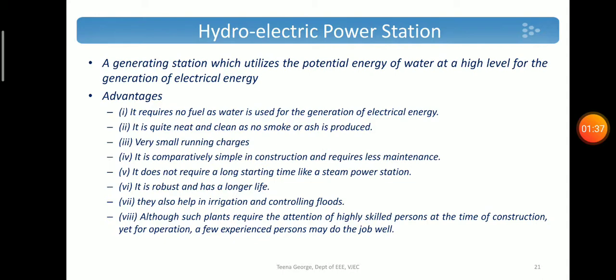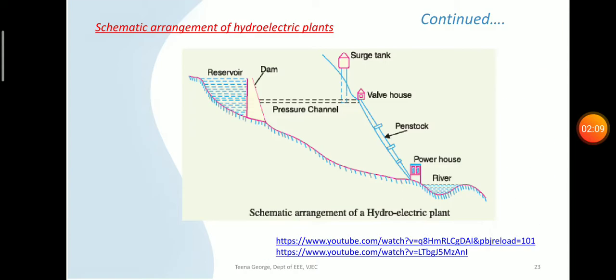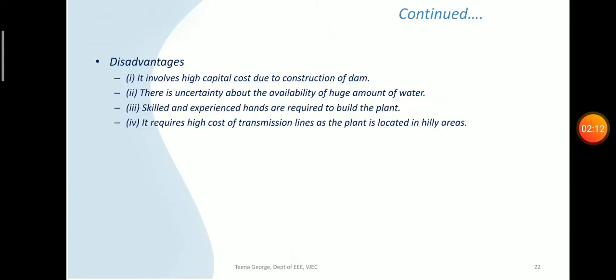But in a hydroelectric power plant, the starting time is less or negligible, so it is used as a peak demand plant to meet the peak demands. And it is robust and has a longer life, and it also helps in irrigation and controlling of floods. And even though it requires skilled persons at the time of construction, while it is running, only a few experienced persons are required.